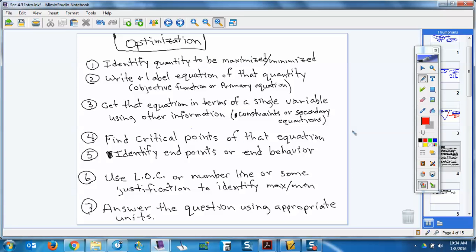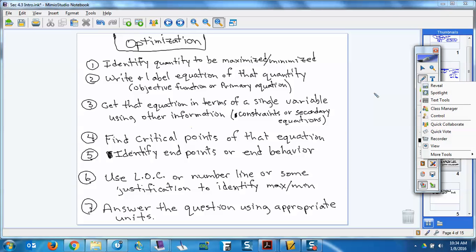Okay, so I have made a list here. I'm not a big fan of just memorizing, do this, do this, do this.